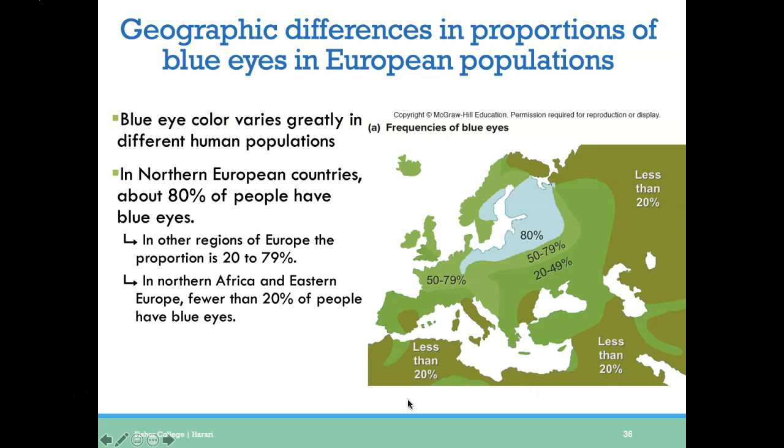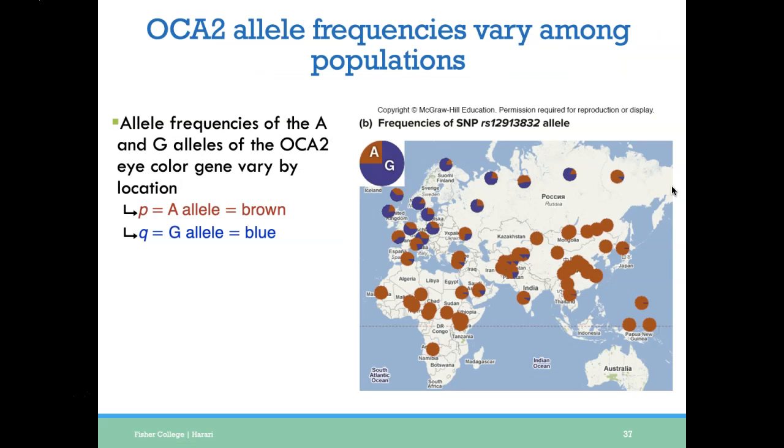So when you look at Northern Africa or Eastern Europe, you see very few blue-eyed individuals and a lot more brown-eyed individuals. And this all corresponds to OCA2 allele frequencies. There is a gene called OCA2, and there is a SNP, a single nucleotide polymorphism, in the enhancer upstream of this gene that determines whether you have blue eyes or brown eyes. If you have an A in the allele, that's brown eyes. That's the normal. But if you have a mutation and your A gets changed into a G, a single nucleotide polymorphism, that encodes for blue eyes.